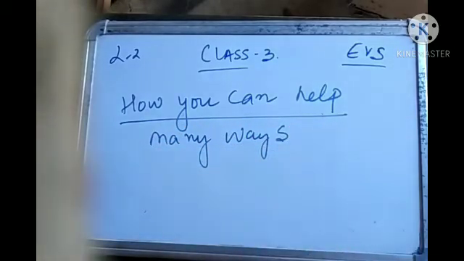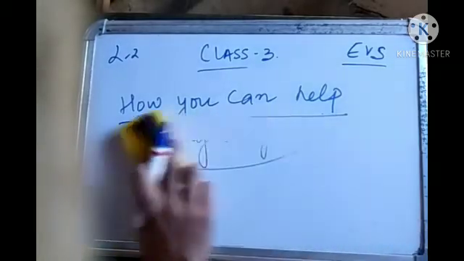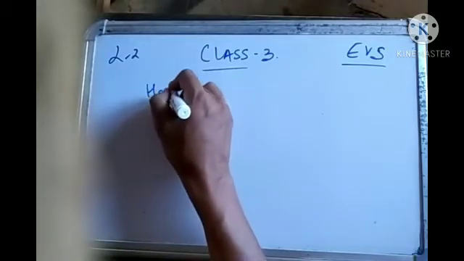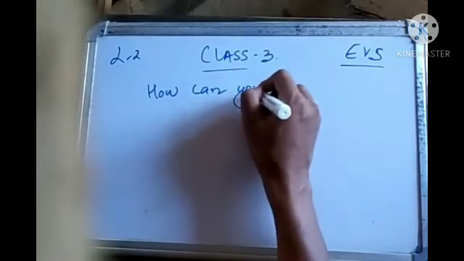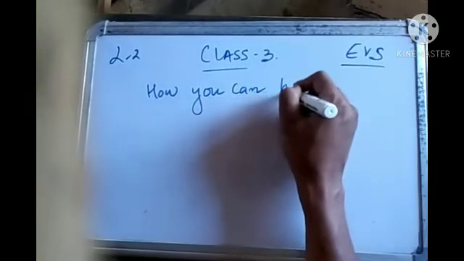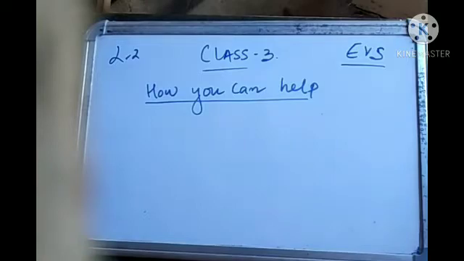Four points are given in your textbook under the topic how you can help. Many ways are there. So let's discuss one by one. I will write it down again: how you can help. Under this topic 4 points are given, so we will discuss one by one.